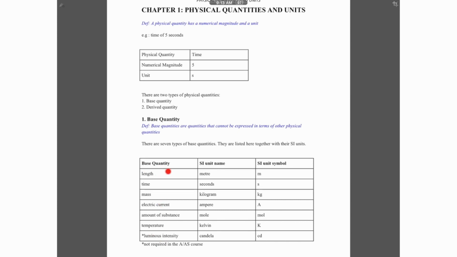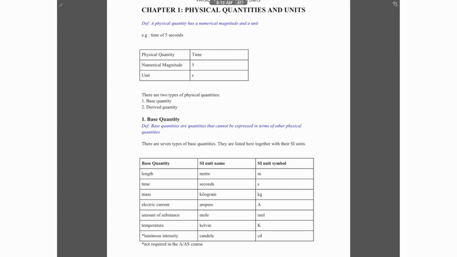For example, let's talk about length. Can you express length in terms of another quantity? Length is length. Or time? Time is time. But if you're talking about derived quantities, which is the second one, you obtain it from other base quantities or other quantities. Example, speed. The definition of speed is total distance traveled per unit time. So you're taking distance divided by time. So you can express in terms of other quantities. Then it's not base. Base means you cannot express in terms of other quantities.